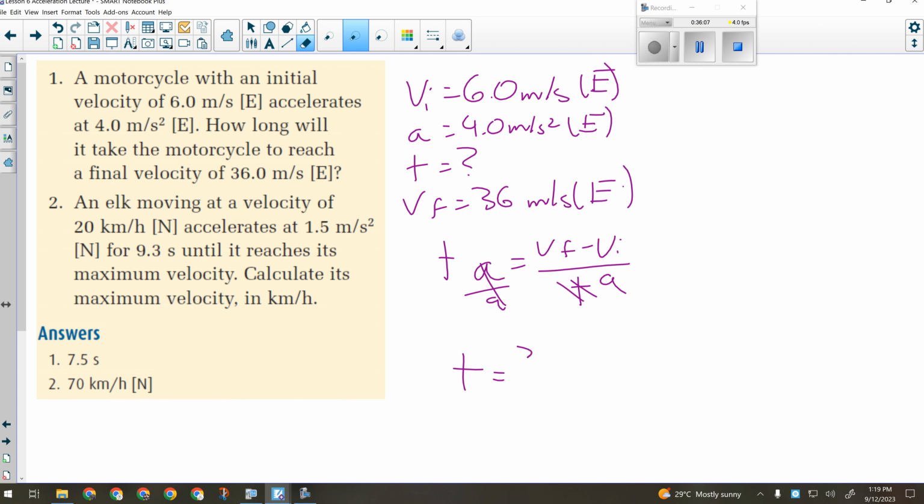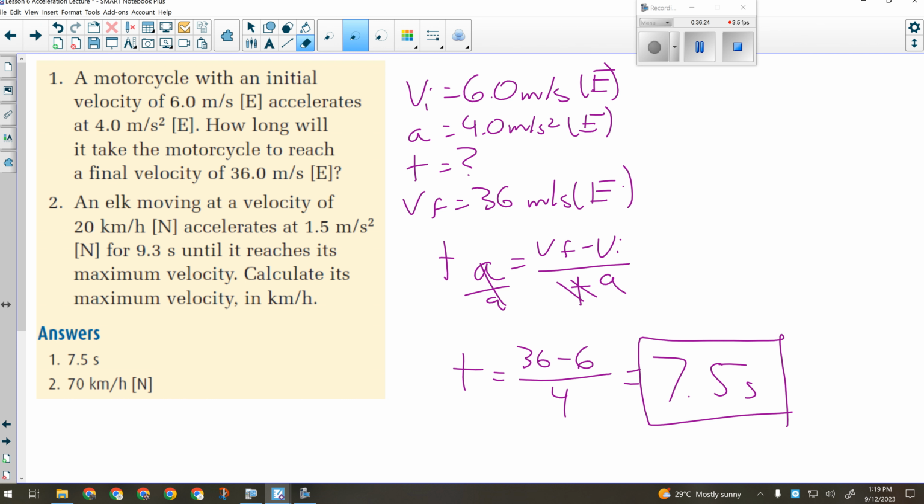So that'll be 36 minus 6, divided by 4. So what's 30 divided by 4? 7.5. That'll take 7.5 seconds. That has 2 significant digits because both of those numbers have 2 significant digits. Everybody all right with that one? How many people have done the second one? Let's look at the second one.